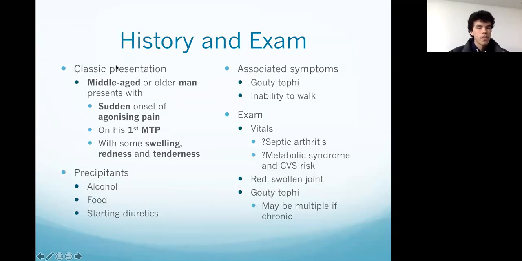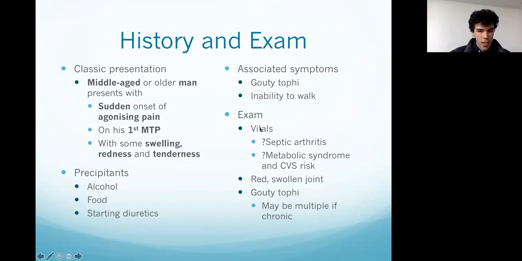Okay. So yeah, a middle-aged or older man presents with sudden onset of agonizing pain in his big toe with some swelling, redness, and tenderness. You might have recently had quite a bunch of alcohol, or just a big meal, or have started on some diuretics. In particular, thiazide diuretics are quite bad for increasing people's uric acid levels. So then they can get tophi. They might not want to walk or let you touch them.